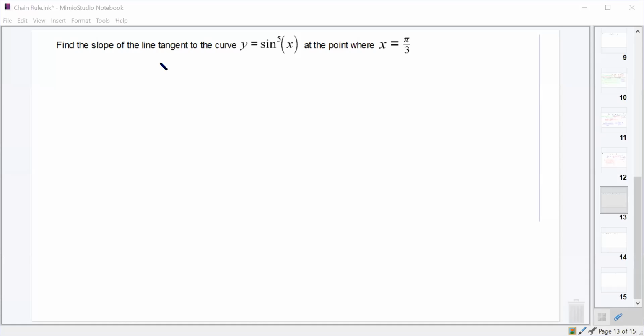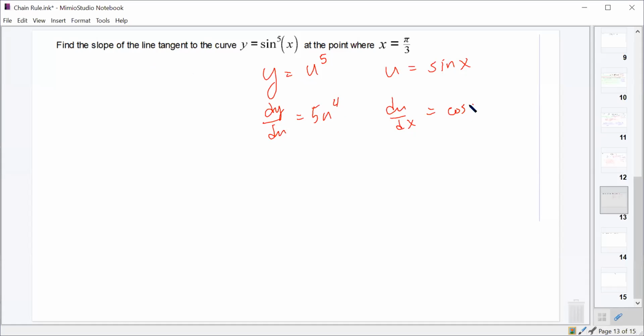What's the derivative of sine to the fifth? How do we do that? That should become y equals u to the fifth power with u equal to sine x. Everybody good with that? All right, so our dy du ought to be 5u to the fourth, and our du dx ought to be cosine x. So we should end up with y prime, or dy dx, is equal to 5 sine to the fourth x times cosine x.